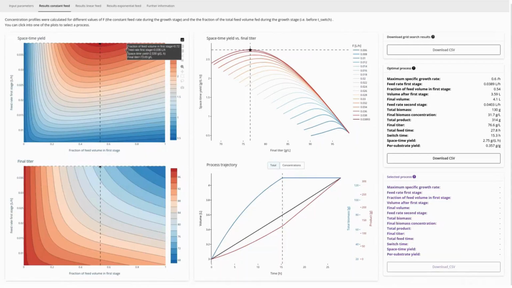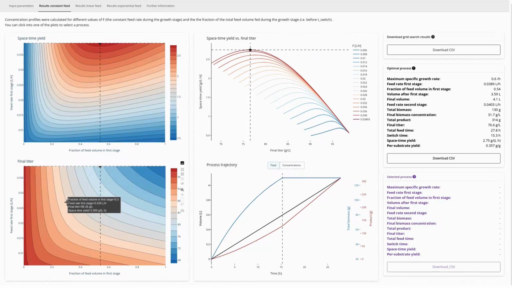The output of FedBatchDesigner shows various interactive plots sharing a state, where the productivity-optimized process is shown with a full star. In the plots on the left, we can see how to change the process setup, which is the feed rate in the first stage, and the fraction of volume in the first stage, which corresponds to the switching time point, to reach higher space-time yield in the upper plot or higher titer in the lower plot.